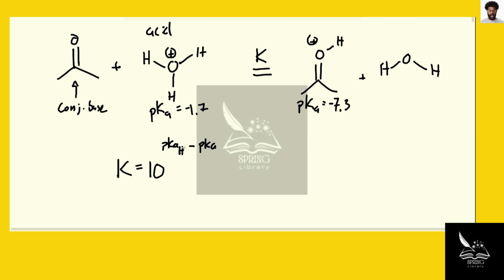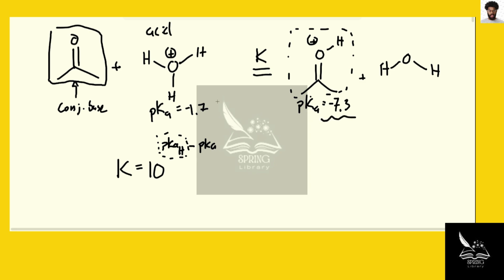Okay, so what does that mean? Well, pKaH is saying, look at the base on the left-hand side of the equation. That's acetone. Well, the pKaH is the pKa of the protonated form of acetone, i.e. this, right? This is the protonated form of the conjugate base. And so the pKaH is negative 7.3.